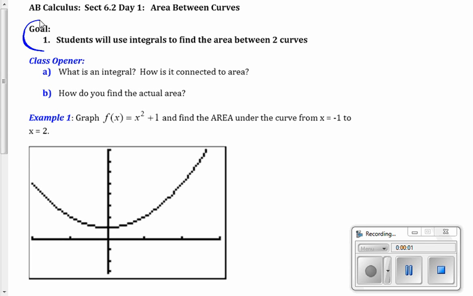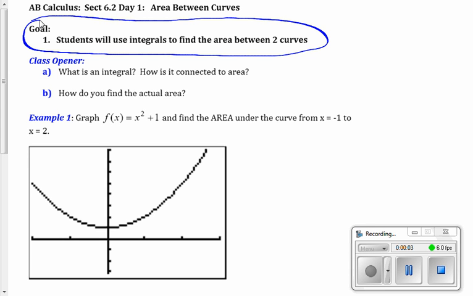Here's our goal. We're going to walk through briefly the class opener together because we spent some time on that FRQ. Here's our goal. We are going to use integrals to find an area between two curves. Big vocab here, guys, that you're going to see is the word bounded. We're going to find bounded areas. Bounded means that it's contained. It's got something that keeps it from being infinite. We're going to find bounded areas today.